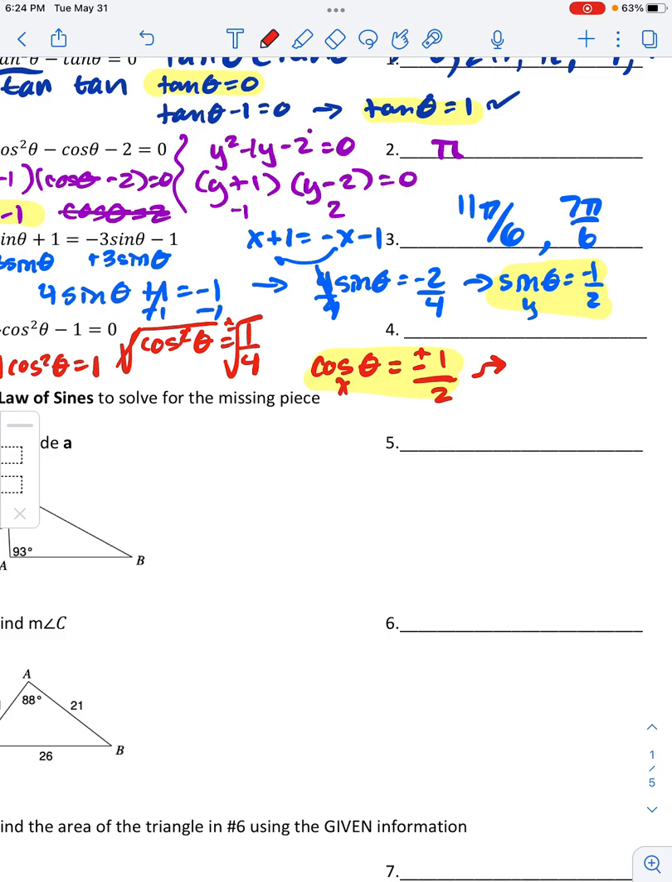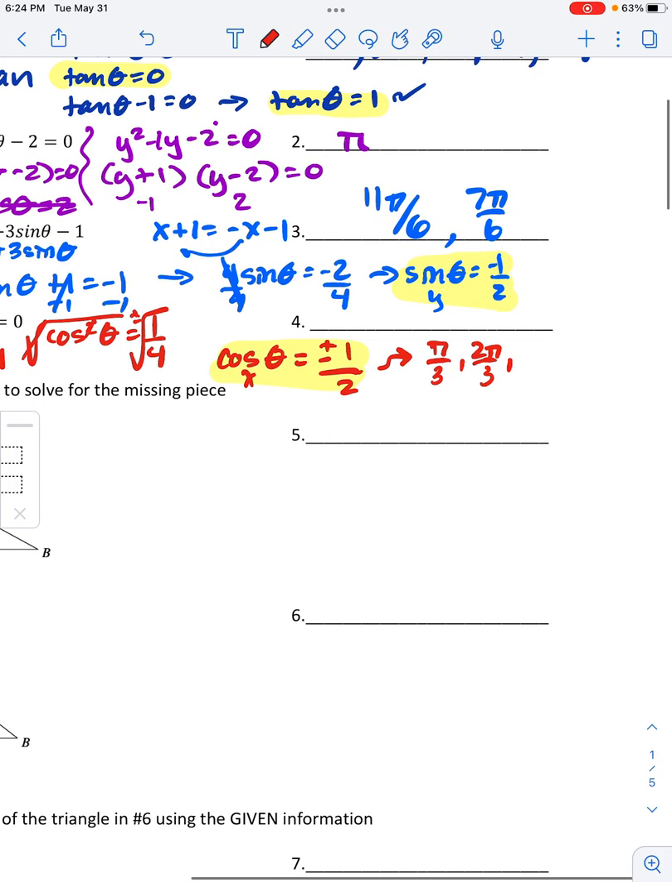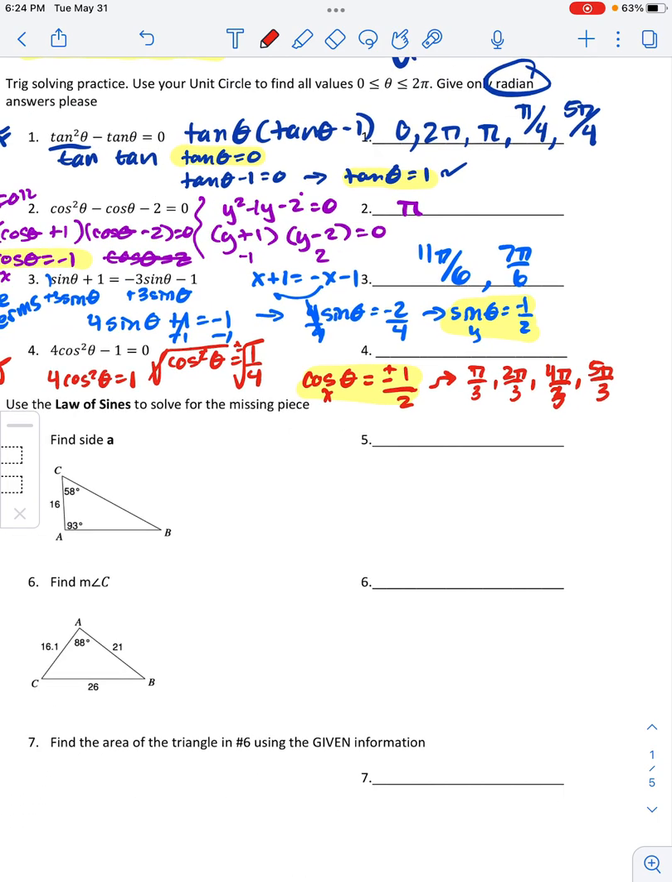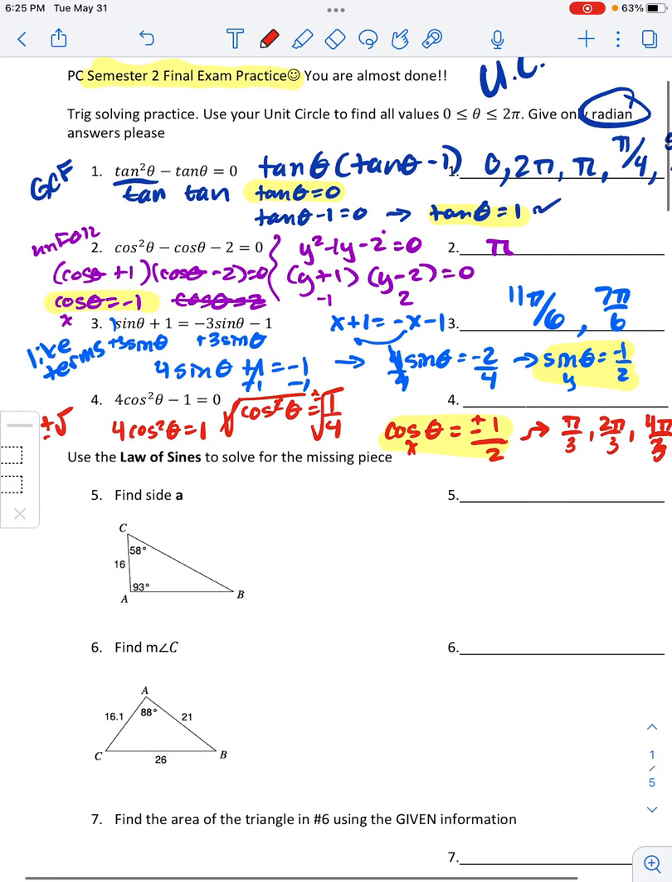Here we go. First place I can think of is at pi thirds. Second place I can think of is at 2 pi thirds. I hope this is right. I don't have a unit circle. The next place I can think of that would be true is at 4 pi thirds. And lastly, wow, that's a bad 3, is at 5 pi thirds. So hopefully that's true. So that's going to be my solving trig problems. That's like the first chunky of information that I need.